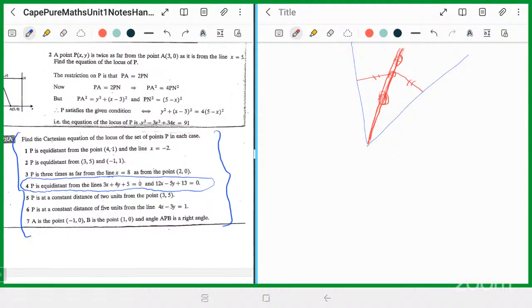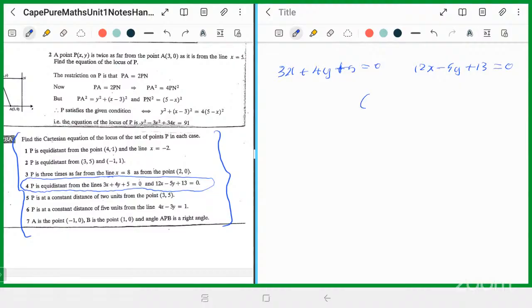Alright, but how are we going to do it? We have the two lines: 3x plus 4y plus 5 equals 0, and the other line, which is 12x minus 5y plus 13 equals 0. And the two of them are the same distance from the point P(x, y). The distance here is the same as the distance here. Same distance.